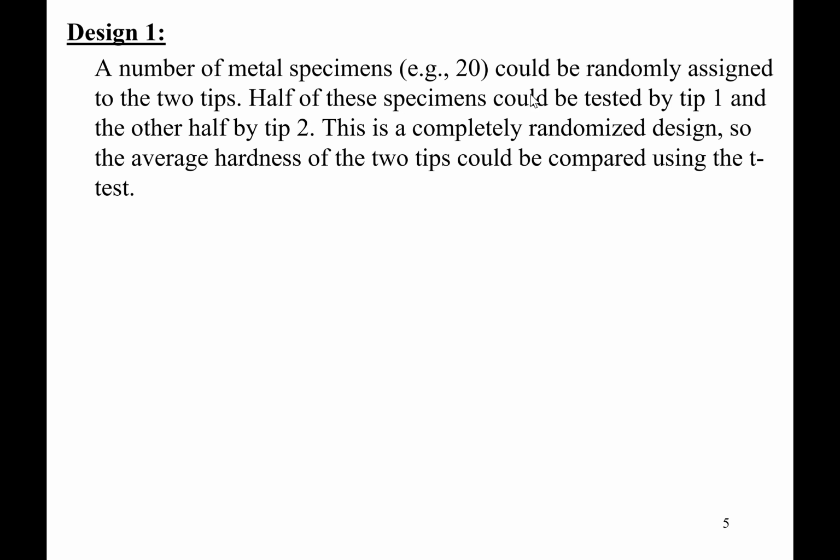The idea is we'll have two treatments, treatment 1, treatment 2, or tip 1, tip 2. And I will assign some specimens to the first one, maybe 10 or 20, and some specimens to the second one, maybe 10, 20. Can be equal, can be unequal. And then measure the hardness, compare the two means, run a t-test as we did in part 1, and then done.